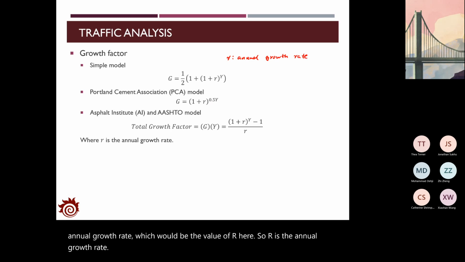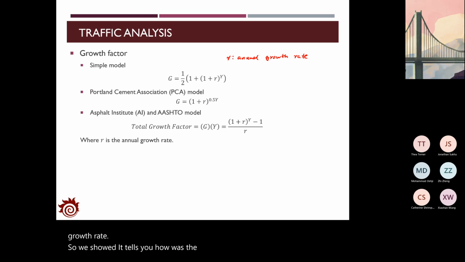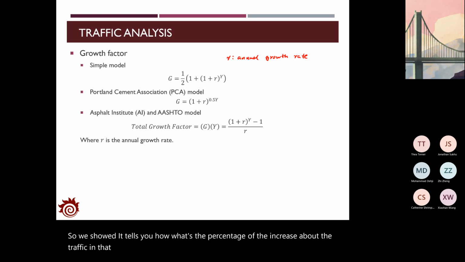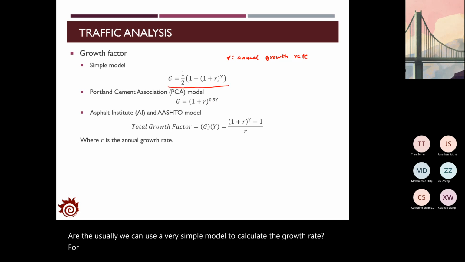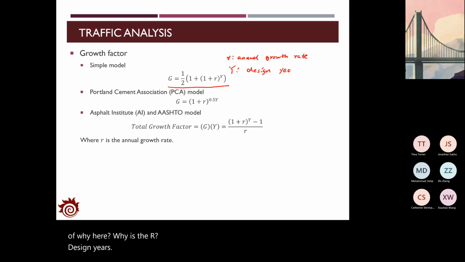So it tells you what's the percentage of the increase about the traffic in that area. Usually we can use a very simple model to calculate the growth rate. For the simple model, the growth rate G will be half of (1 plus R) to the power of Y. Here Y is the design years. How many years for the whole life of the pavement?